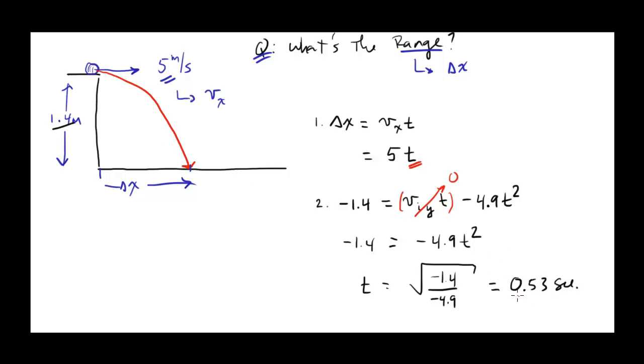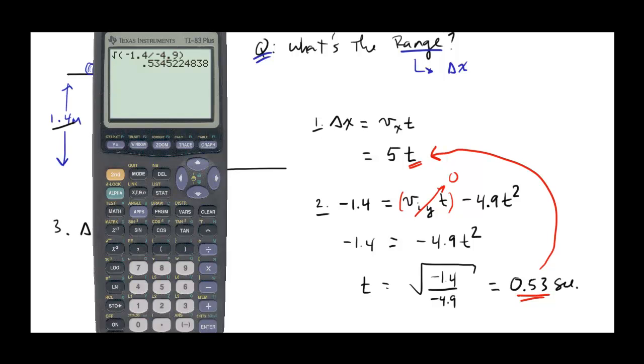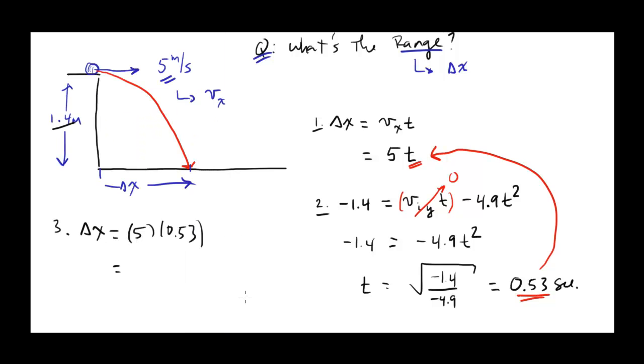This time here gets plugged in up here, and I end up with a delta x now. Final step, these are my steps. So this is step 1, step 2, and then my third step over here. I'm going to say delta x then is 5 times 0.53, so let me multiply that by 5 on my calculator. And I get 2.67 meters. Okay, done. Final answer. There it is.